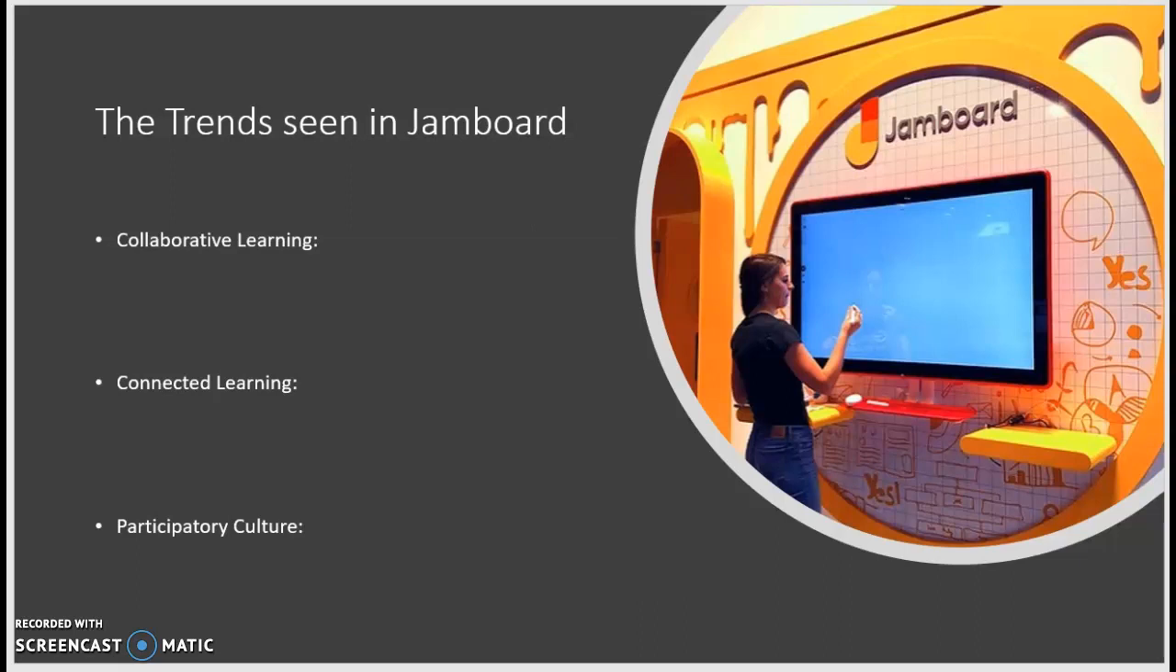One student might have a question, and his or her classmates can pitch in their ideas by writing answers to the Jamboard. In this way, students are able to learn from each other.